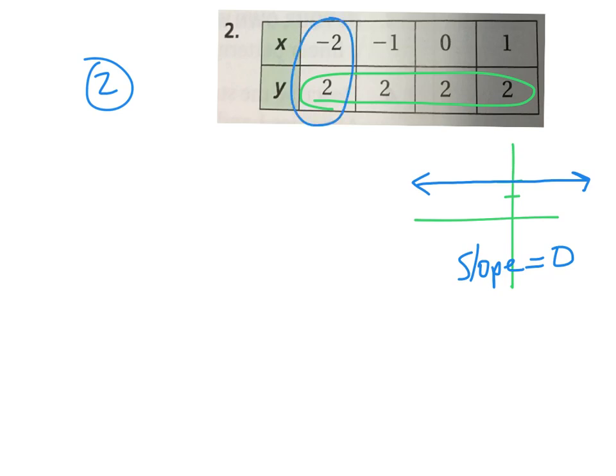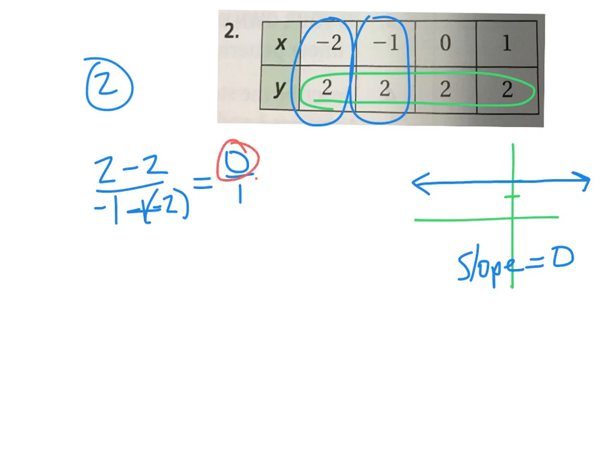So I'm just going to pick two points. I'm going to say 2 minus 2 over negative 1 minus a negative 2. 2 minus 2 is 0. Negative 1 plus 2 would be 1. Anytime you have a fraction with 0 on the top, the answer is just 0. So again, you can see how the slope is 0.